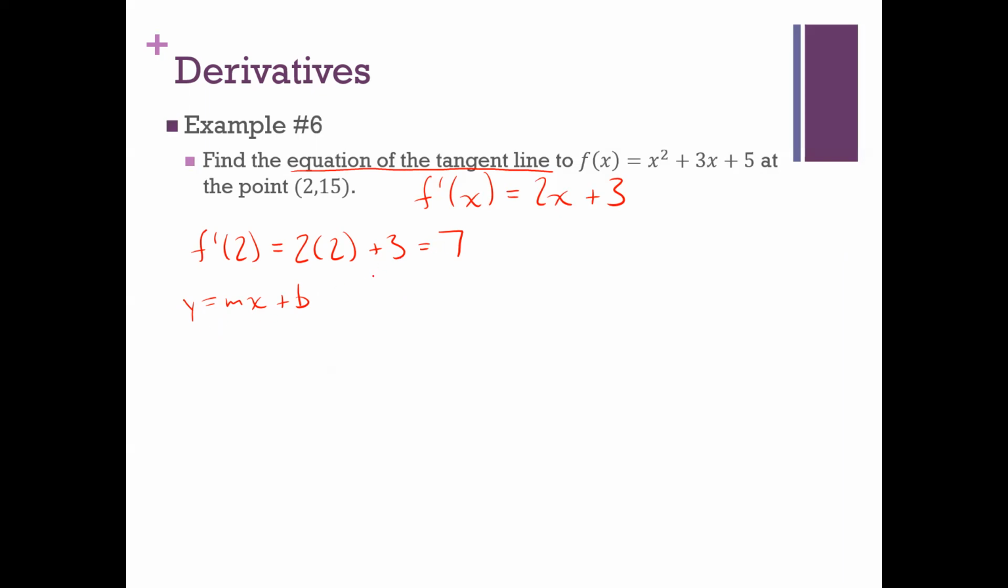what does that represent if I'm trying to find the equation of a straight line? m, right? Because 7 is the slope. That's what the derivative gives you. It gives you the instantaneous rate of change, or the slope of a curve. So m is equal to 7.